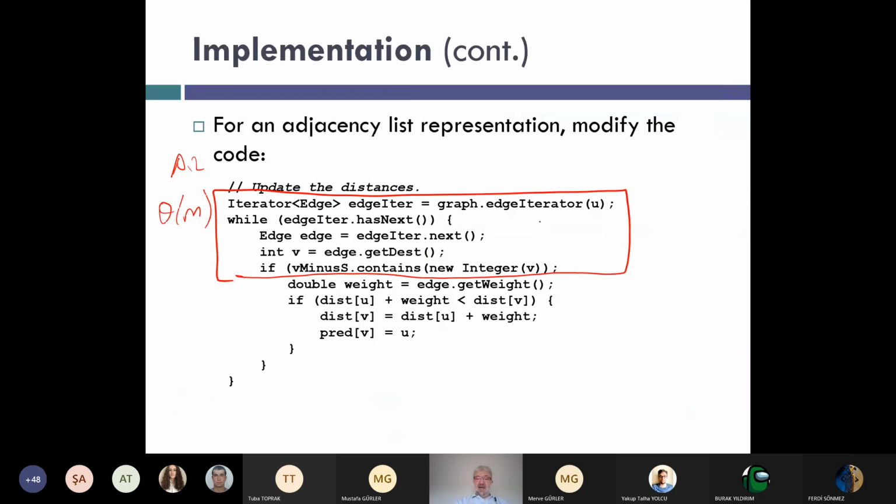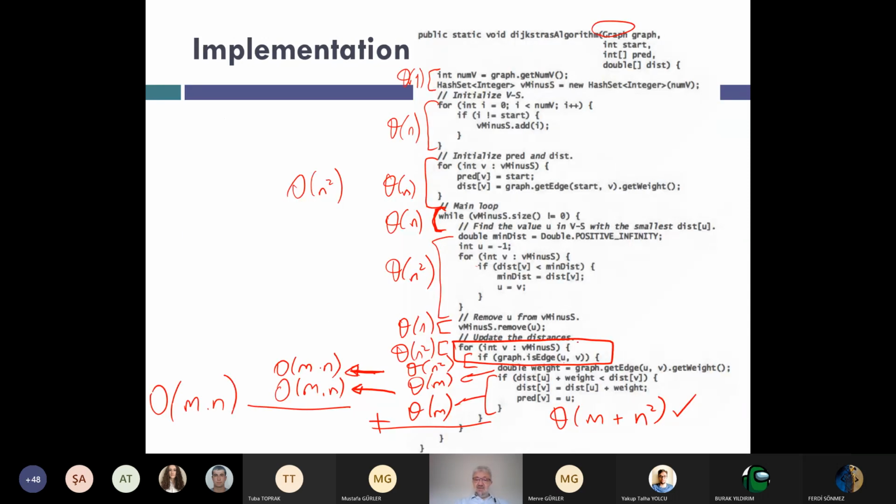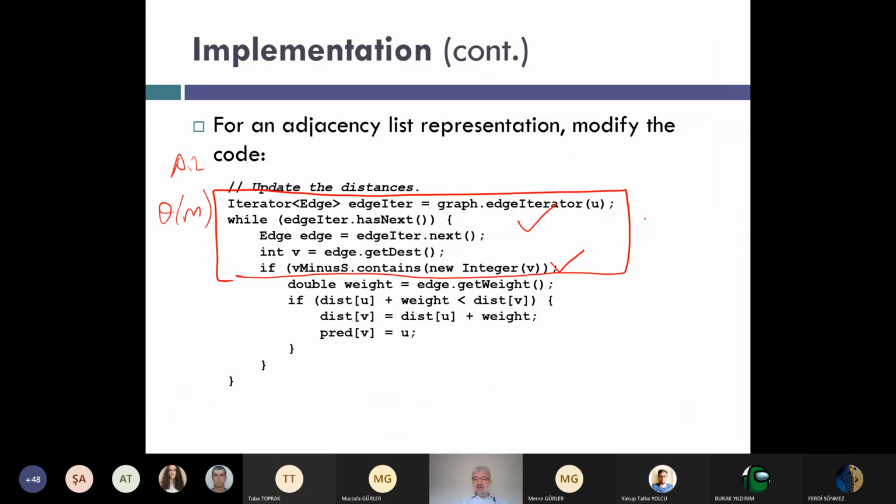Here we find the adjacent edge first, then check whether it is in V minus S or not. And here we iterate through all the vertices in V minus S and check whether each is adjacent or not, right? The order is different. This order is good for adjacency matrix, and this order is good for adjacency list.